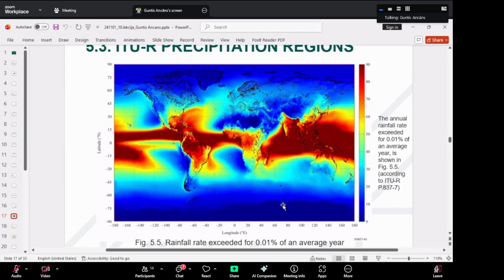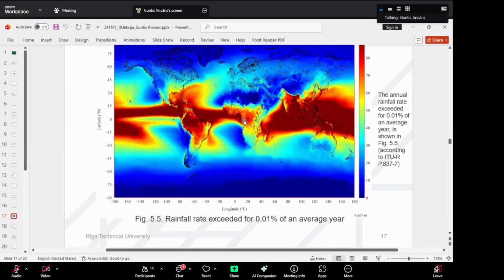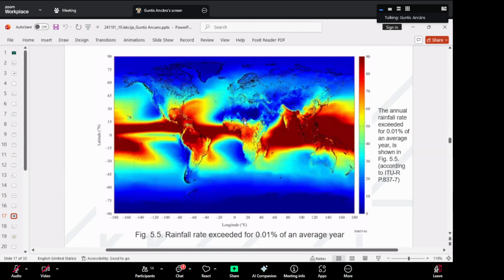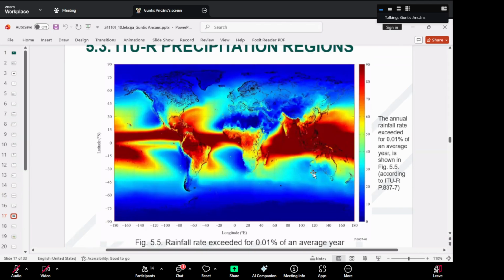So this is the annual rainfall rate for the world, and the higher intensity is shown in red color. This is from the recommendation I sent you.